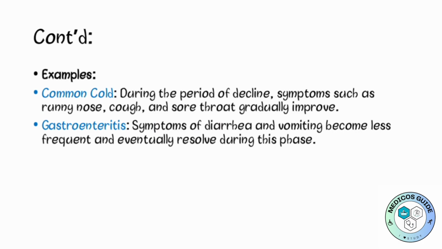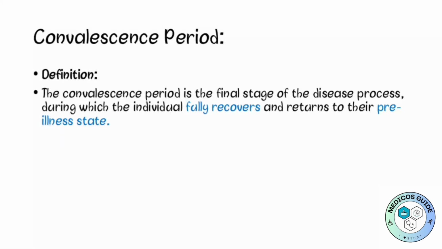Now let's talk about examples. So in the common cold, during the period of decline, the symptoms such as runny nose, cough, and sore throat gradually improve. While in gastroenteritis, the symptoms of diarrhea and vomiting become less frequent and eventually resolve during this phase. And now the last stage is the convalescence period.